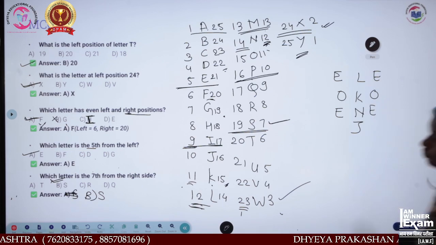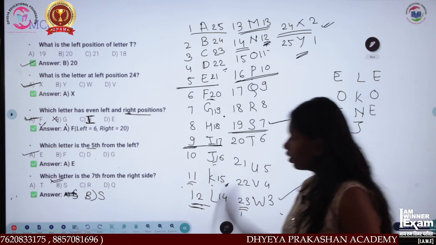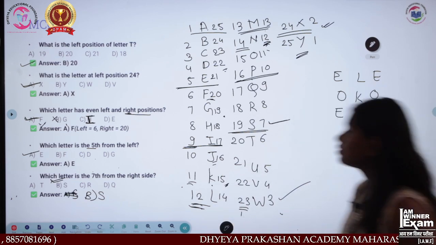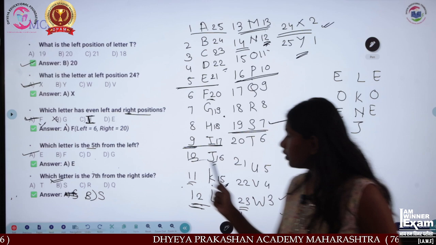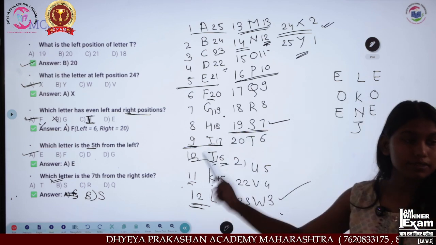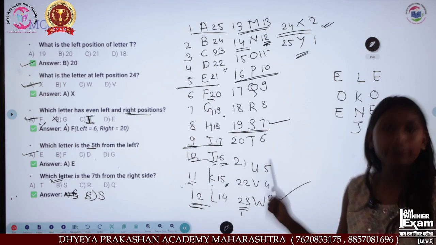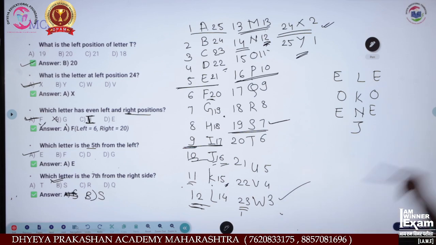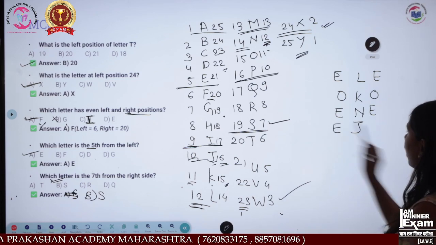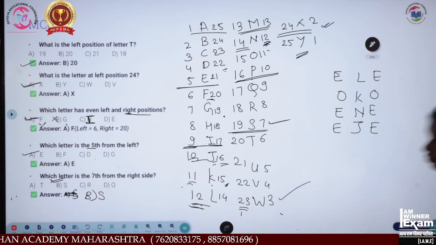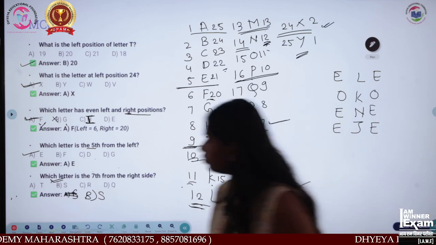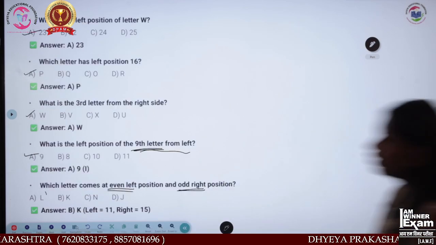Then the option is J. Now J has 10 and 16. Both 10 and 16 are divisible by 2. So again here it is even and even.